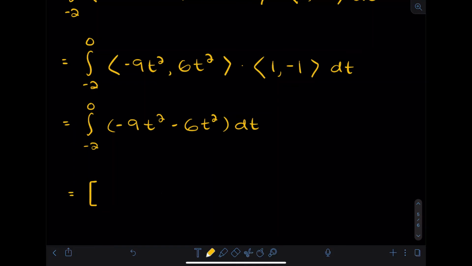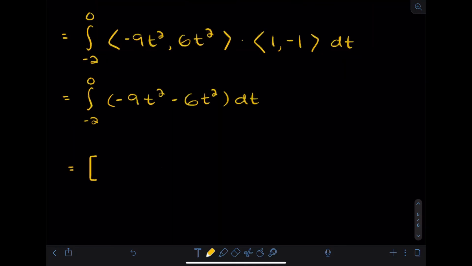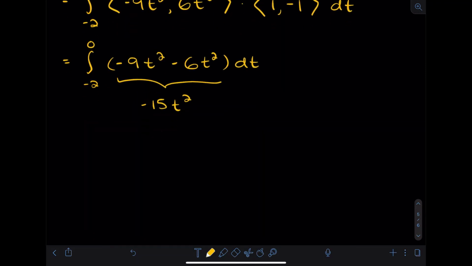We have the same variable here, so before we do that, this is actually a good habit to get into, you should combine them. This is just minus 15 t squared. And that would be a better way of doing it actually, because then you can avoid any mistakes. So let's carry on.